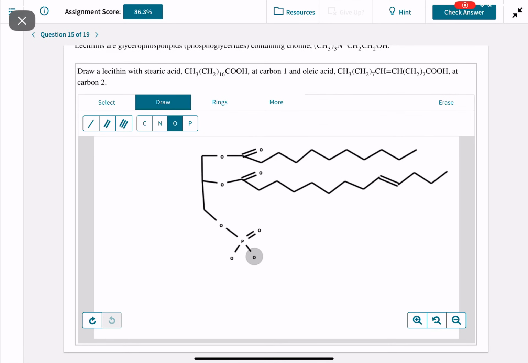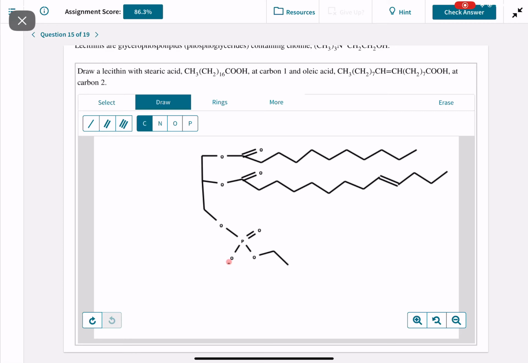So there I have made the phosphate group. Now, before we go too far, remember, you've got to have that negative charge on the oxygen. If you don't have that negative charge on the oxygen, Sapling is going to mark it wrong. So there's your P with 4 oxygens. One of them has a double bond. That one that I've drawn with the negative charge, it has to be that one with the negative charge. You can't just stick a negative charge on anybody.